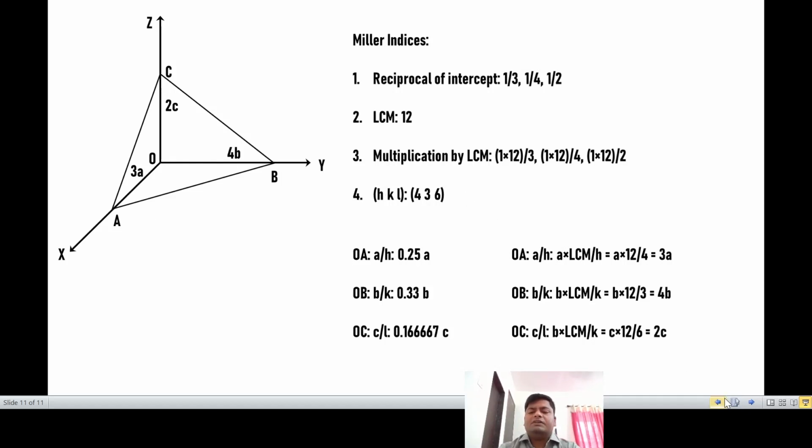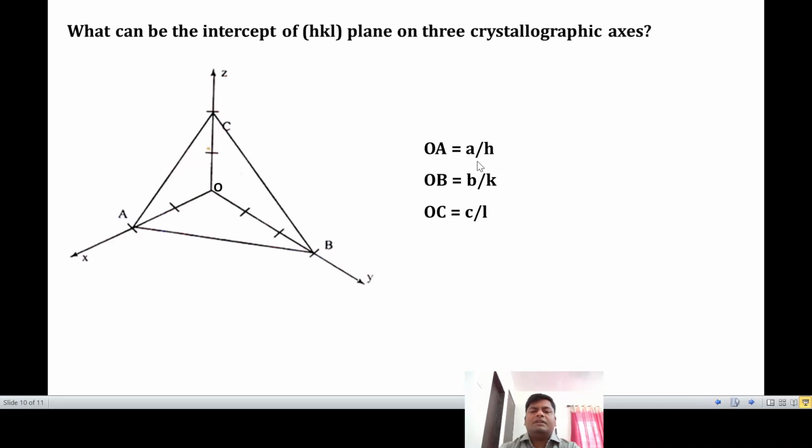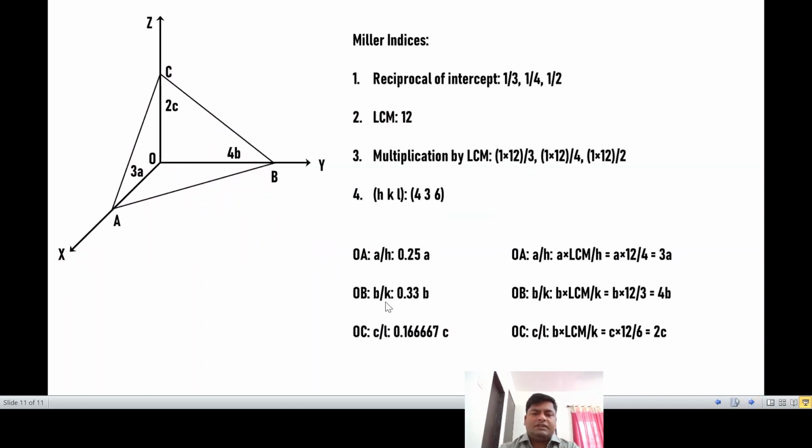So as per our earlier definition, OA, OB, OC in terms of the unit translation vector and Miller indices, one can write in the same way. So OA is a upon h, where h is nothing but 4, so a upon h will be 0.25a. Similarly OB will be 0.33b and OC will be 0.1666667c. So we get these numbers, but the intercepts do not have these values.